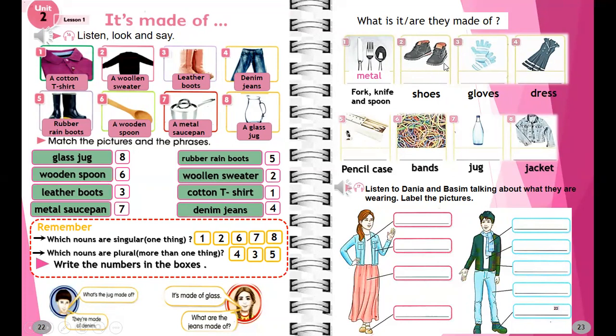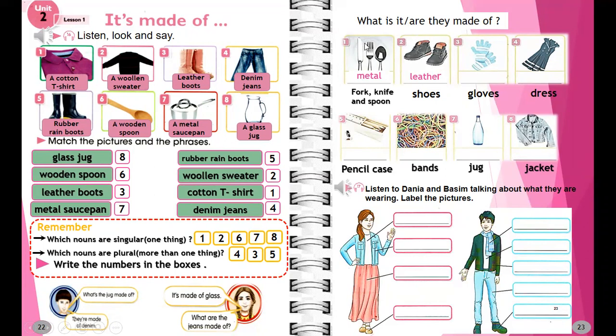Number two, here we have shoes. Because shoes, we said, are treated as plural, because we can't use one shoe when we want to wear it. So shoes is a plural form. When we want to ask about the material, we say: What are they made of? They are made of leather.